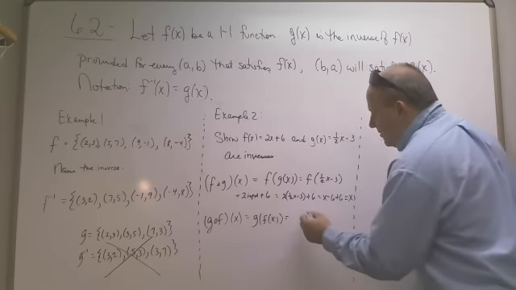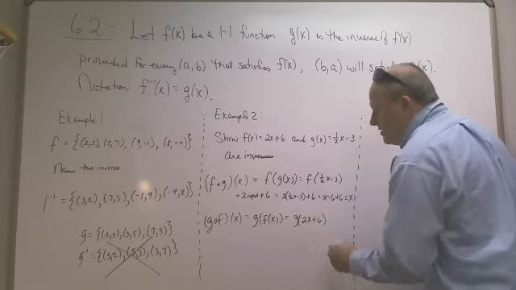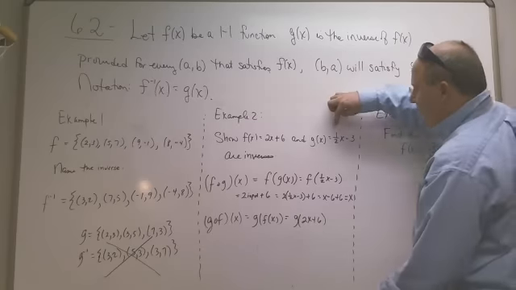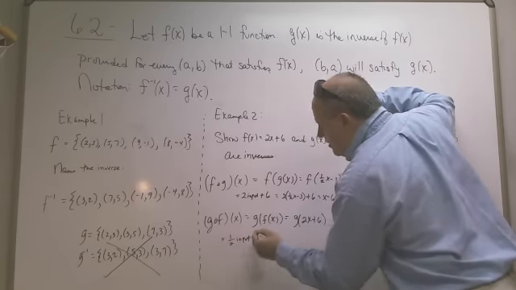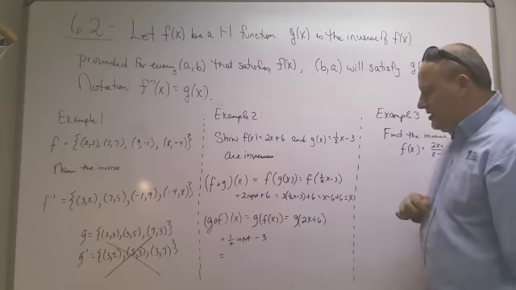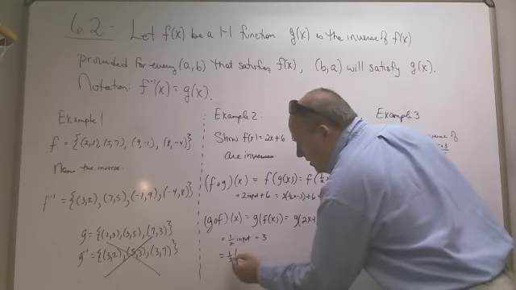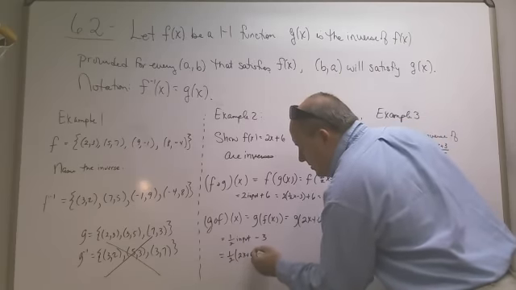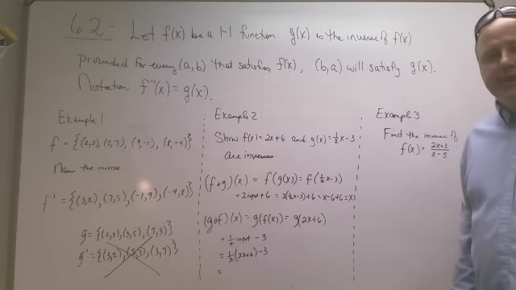So g of f of x, that's going to be g of f of x, which is 2x plus 6. That's what f of x is. And so g of x is 1/2 input minus 3. Well, what is input this time? Well, the input this time is 2x plus 6. So it's going to be 1/2 of (2x plus 6) minus 3. If all's well, this should be x as well.